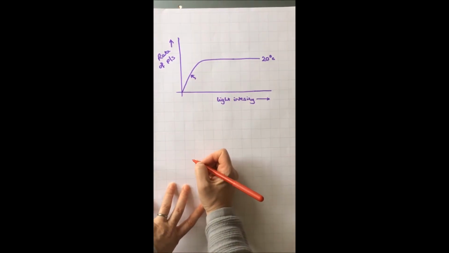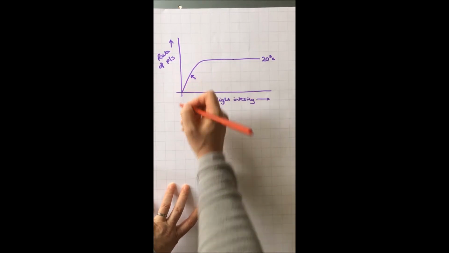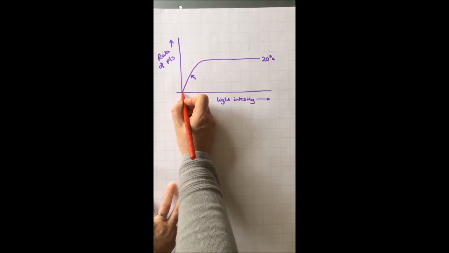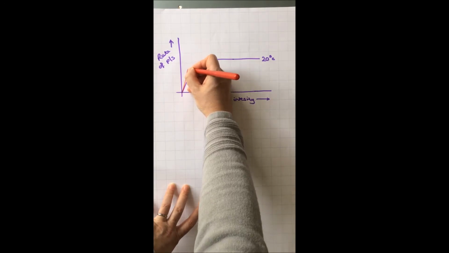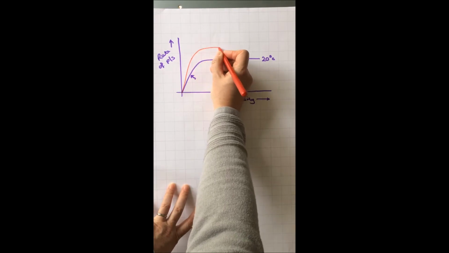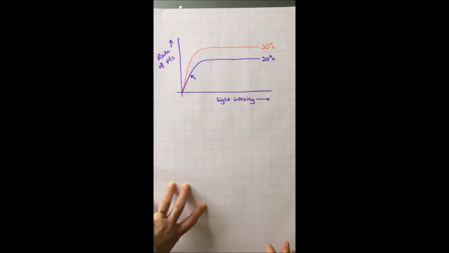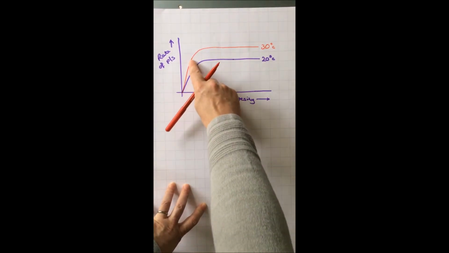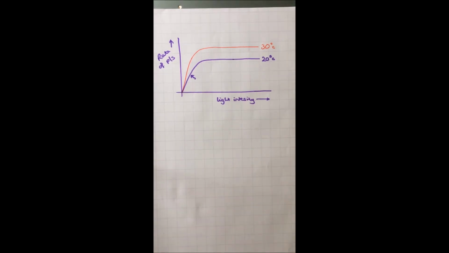So were we to perform this at a higher temperature, we would have an increased rate of reaction. So our line is still going to start at 0, because no light means no photosynthesis, but it's going to increase because it's hotter and there's more energy in the system. It's going to increase at a higher rate, and it will level off above our initial line. So this would be our 30-degree rate. So you would just need to add a new line to your graph.